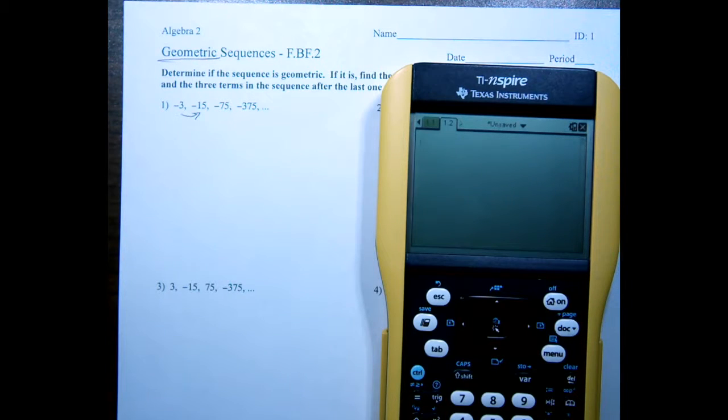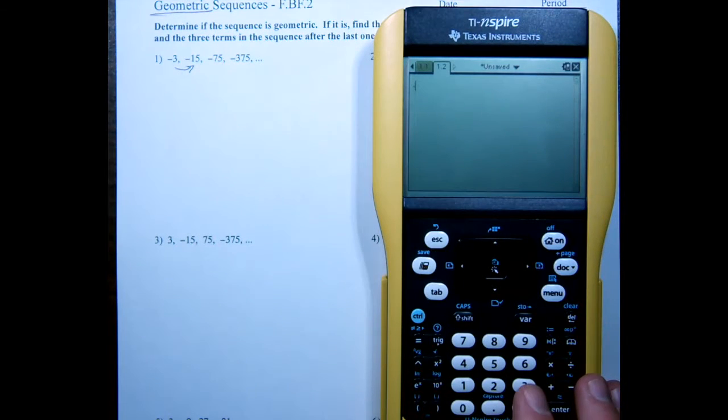Now the answer is 5. I see you guys holding up 5 fingers, which is correct, but let me show you how to find that on your calculator. You're going to hit -15, which is the second term, divided by -3. Sometimes you need to put the -15 and the -3 in parentheses, depending on the calculator that you use, but I don't on this calculator. So that means it's 5.